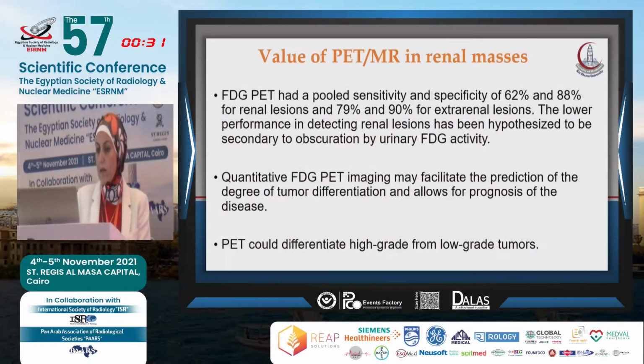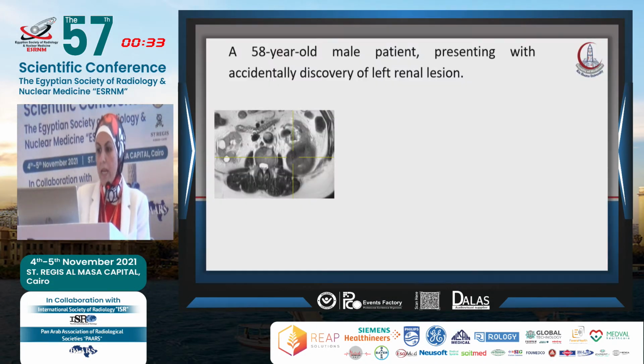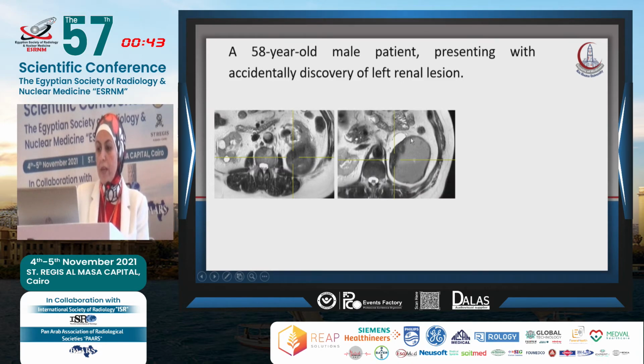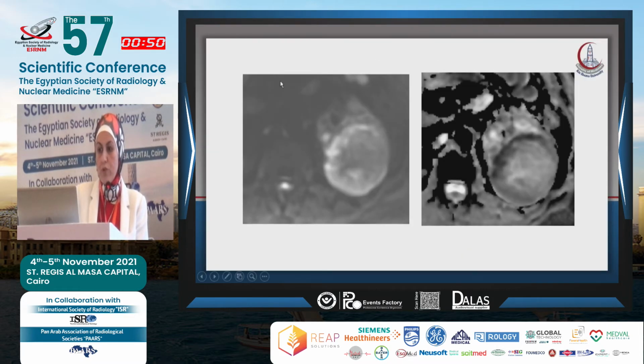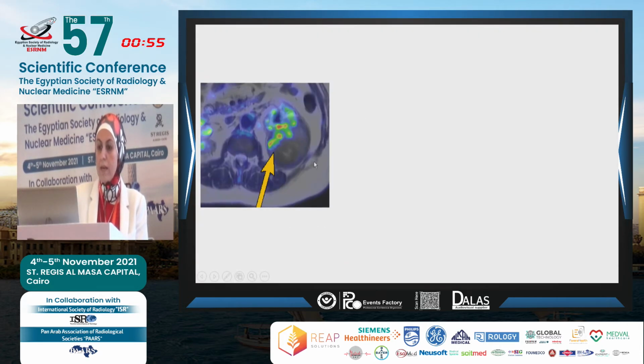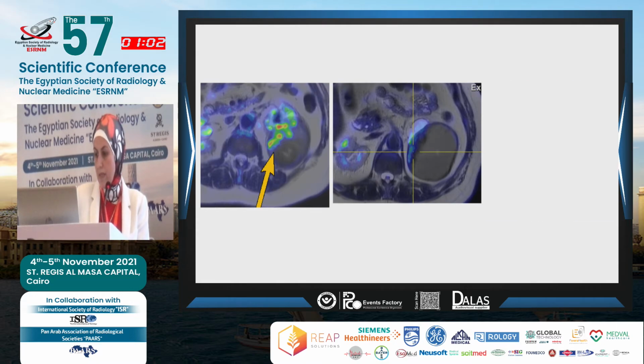Also, PET imaging has a role in differentiating the degree of the renal tumor. Let's see this patient. This patient had an accidentally discovered left renal lesion. There is a huge exophytic left renal mass with heterogeneous appearance and hemorrhagic component and some papillary projections located over here. This is the diffusion confirming the presence of the papillary solidish component, and on the PET fused images, these papillary components are the only components that show uptake. And this is the fused image.